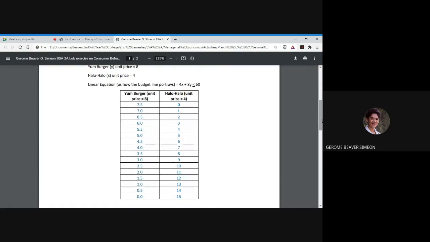So, now that we have the table, if you want to spend your 60 pesos on all Yum Burgers, you can get seven and a half of them. But if you want to spend all of your 60 pesos on Halo Halo, you can get 15 of them, but no Yum Burger. So it works the other way around, vice versa.